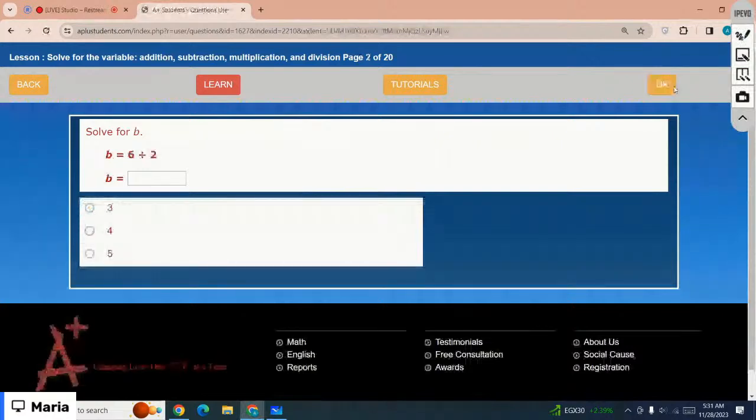The next one is b equals 6 divided by 2, which is the correct option. 2 times what number is 6? Yes, the correct option is 3.